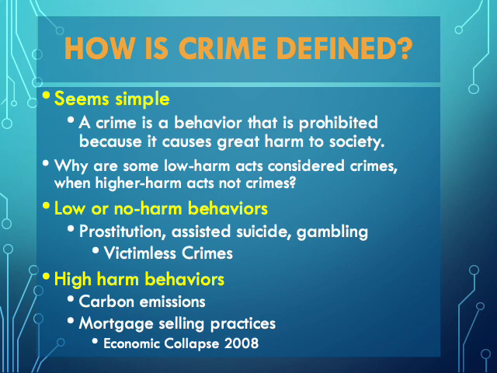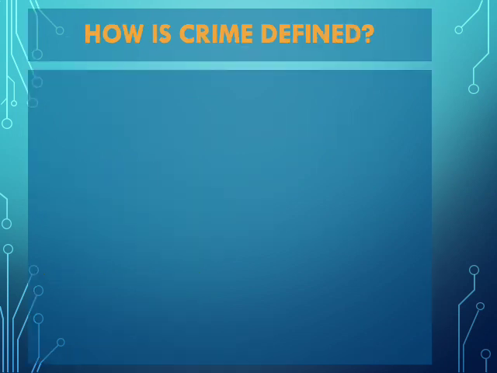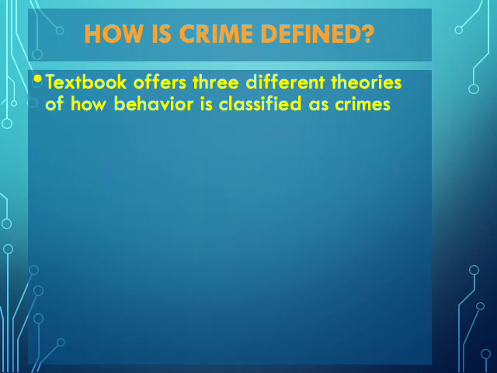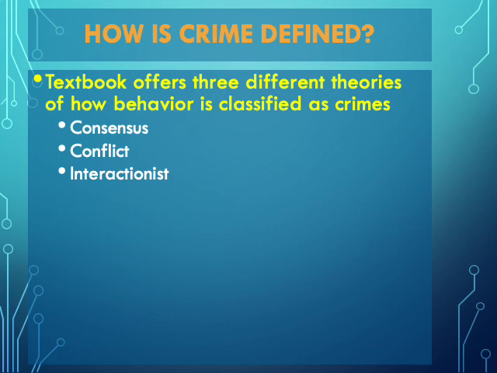And so it lets us begin thinking, okay, well then, maybe harm is not the best way of defining what kinds of behaviors should be considered crimes. And so what else is going on if it's not related to harm? So the textbook offers 3 different theories of how behavior is classified as crimes. There's the consensus theory, the conflict theory, and the interactionist theory. And we're going to look at each of these in more detail in the following slides.